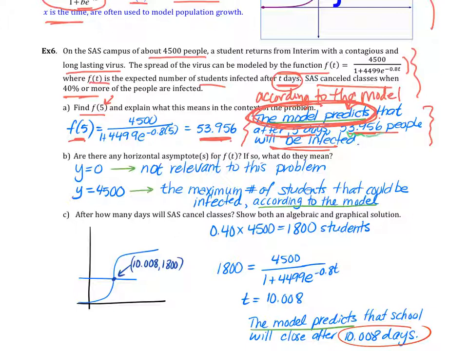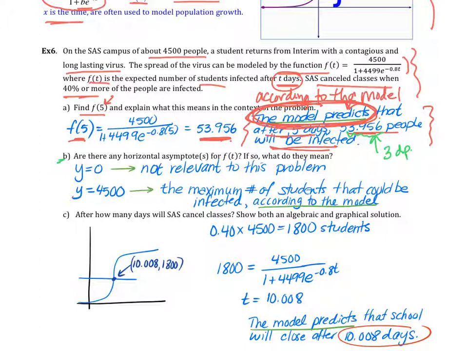Now notice here as well, you might be saying, well, you can't have 53.956 people, but we don't really care. It's a prediction. It's not exact. So please continue to round to 3 decimal places, because that is what we've asked you to do this year in Precalculus. All right, letter B.